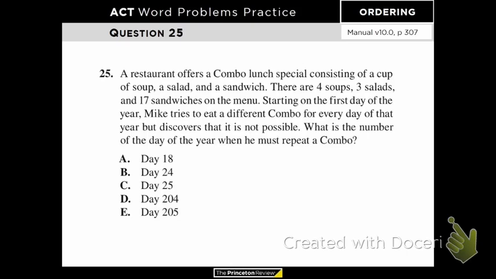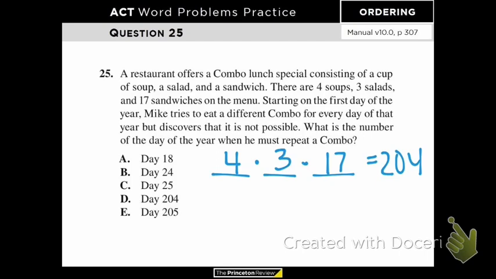So we have to figure out how many different combinations are possible. This is that thing where I draw the slots and then I multiply. So there are 4 soups, 3 salads, and 17 sandwiches. I'm just going to multiply together, which gives me 204 different combinations. That means there are 204 different possibilities, which means he doesn't actually have to repeat until the day after that, which would be E, day 205.